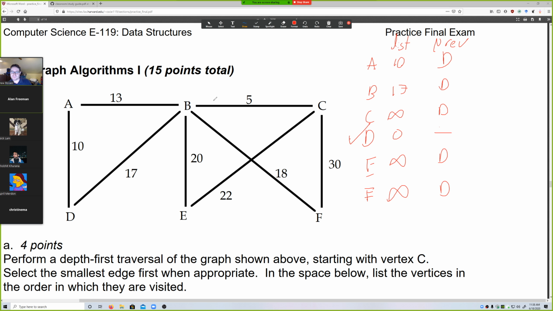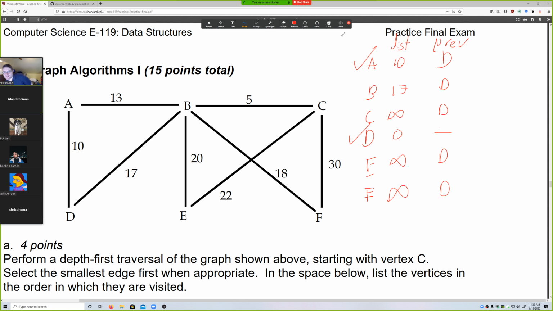A to B is the new edge that gets added here. And so we have to ask ourselves, does this give us a better route to B? A to B is 13, so it costs 13 to get to B from A, which costs 10 in total. So we ask ourselves, is the cost to get to A plus the cost to get to the thing A is attached to less than what we already know? If it is, update. Well, 23 is not less than 17, so there's nothing new to add. So we're done with A.